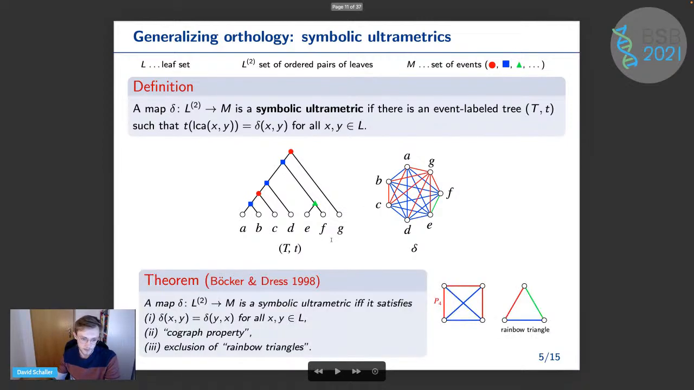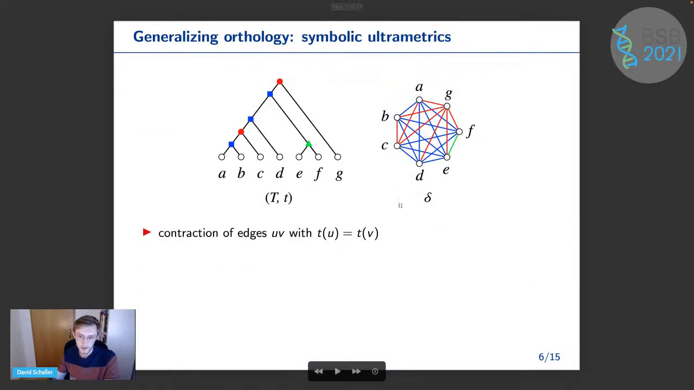And these maps were characterized more than 20 years ago by Becker and Dress, and they found three sufficient conditions. So the first one is the symmetry condition, and the second one is the cograph property, which says that if you consider one color at a time, then you cannot have induced paths on four vertices. So you can't have something like this. And the reason for this is that if you consider only one type of event, then you're essentially back with orthology, and for orthology, P4s were the forbidden induced subgraph. And finally, you cannot have something like this, three vertices with three differently colored edges.